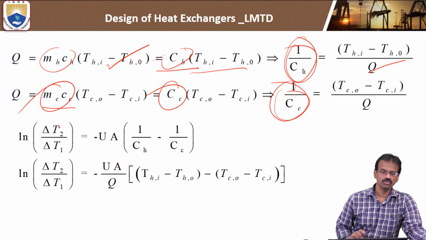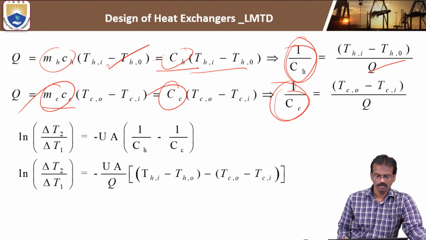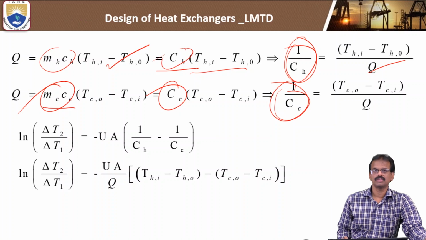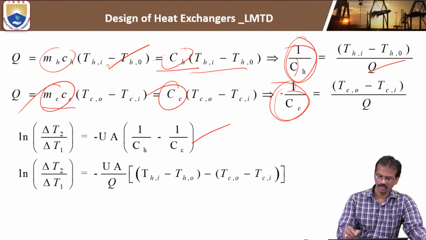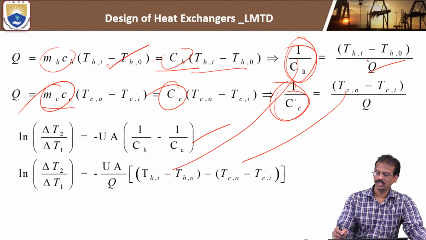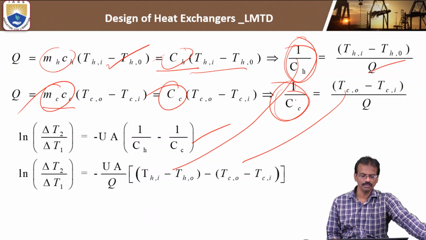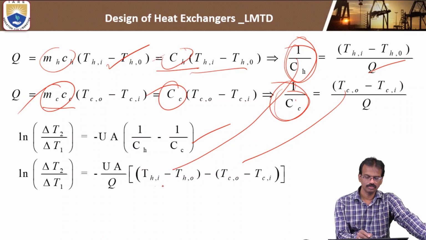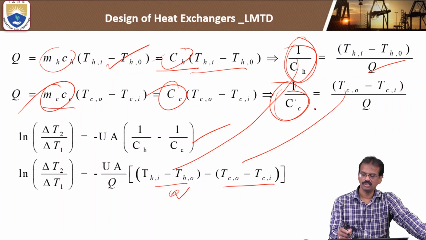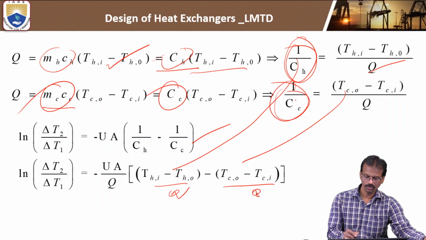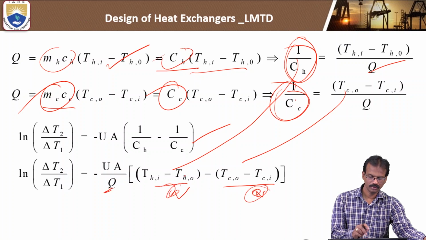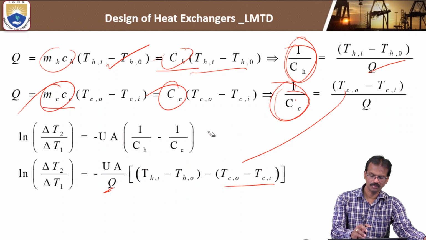ln delta T2 by delta T1 is equal to minus UA into 1 by Ch minus 1 by Cc. Okay. So this is the formula. Here we are substituting the values. 1 by Ch is nothing but THi minus THo by Q. Here minus 1 by Cc is nothing but TCo minus TCi by Q. So Q is the common term. You can take it common here. Okay. So the formula will be like this.